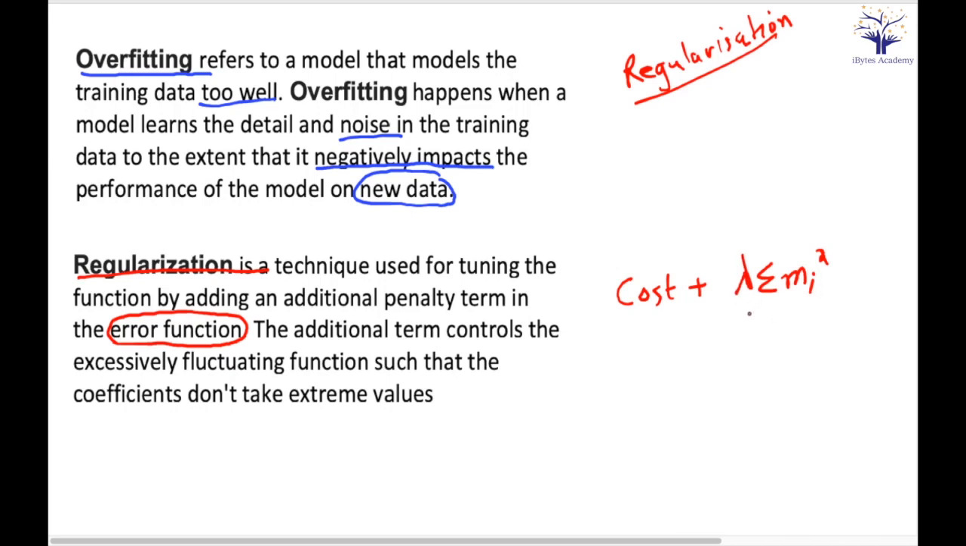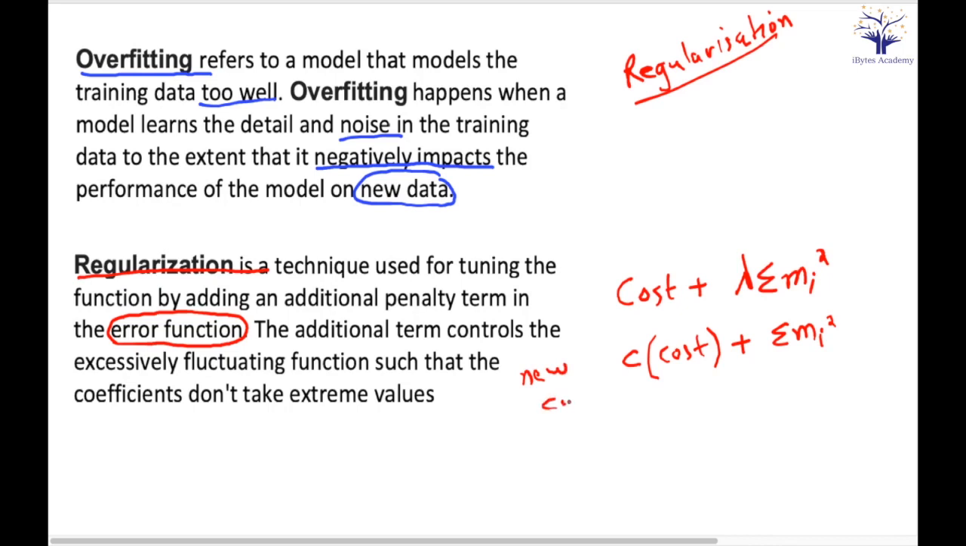So if we have more features, we will have more coefficients, which means we will have to regularize more, right? Because the overfitting will be more when there are more features. Okay, so instead of lambda, some people also use C. Right? So these are the two versions of this equation. So new cost is equal to C into cost plus the sum of m squared. This cost is the cost due to error.